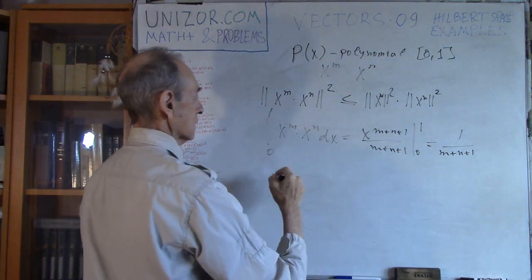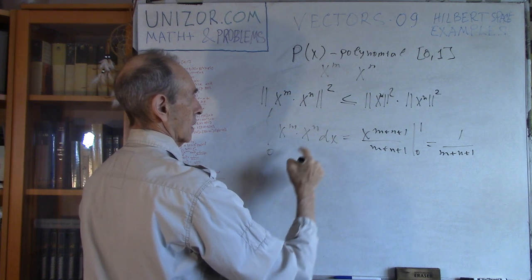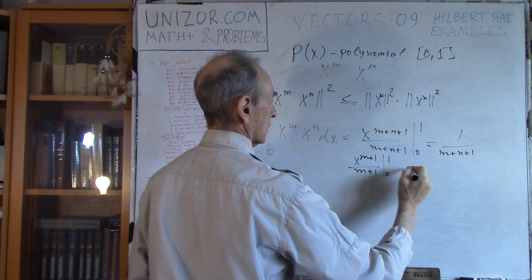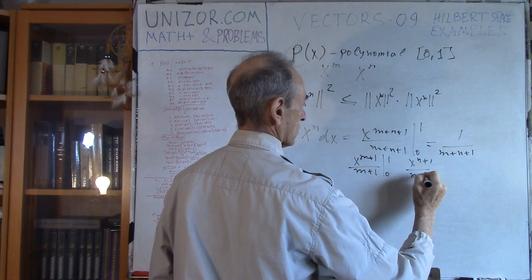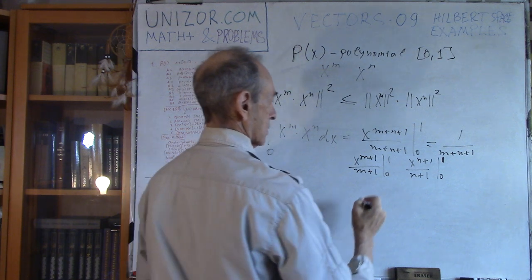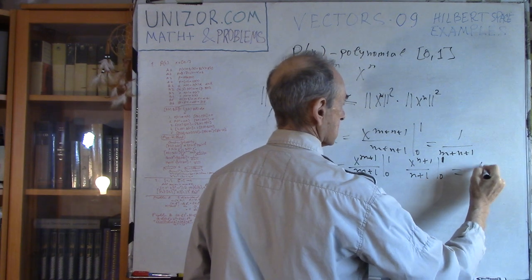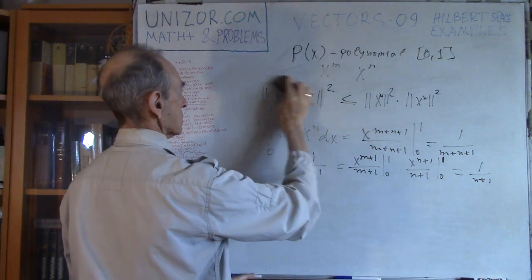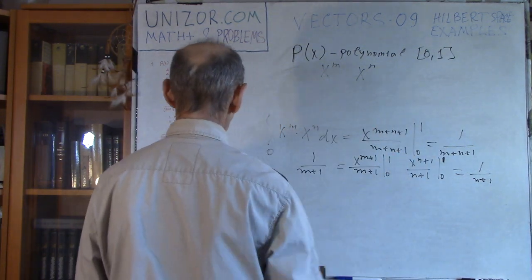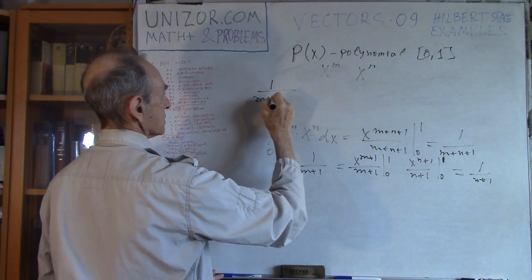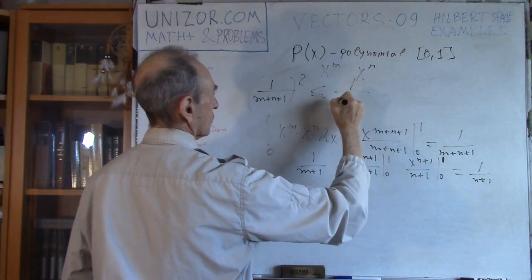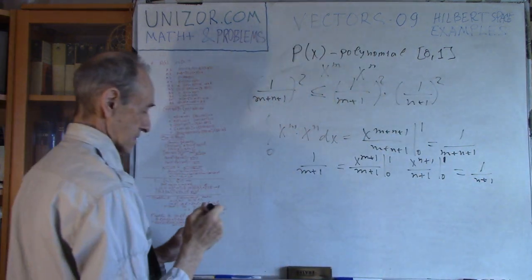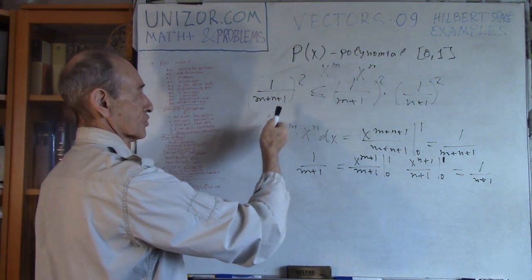Okay. Now, on the right side, I will have, obviously, the integral of x to the power of m. That would be x to the power of m plus 1 divided by m plus 1, from 0 to 1. And for n, it would be x to the n plus 1 divided by n plus 1, from 0 to 1. So this one is equal to 1 over m plus 1, and this one is equal to 1 over n plus 1. So what is this particular inequality when I have all the values? Well, this inequality says that 1 over m plus n plus 1 squared should be less than or equal to 1 over m plus 1 squared times 1 over n plus 1 squared. Now, this is an inequality of Cauchy-Schwarz-Bunyakovsky.